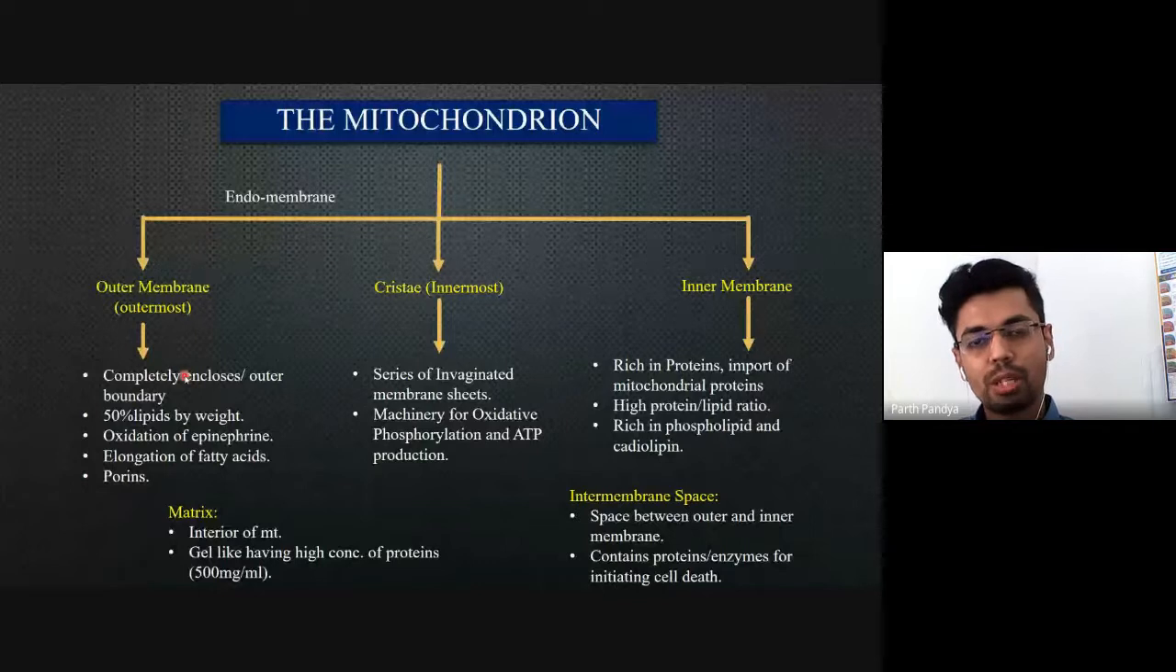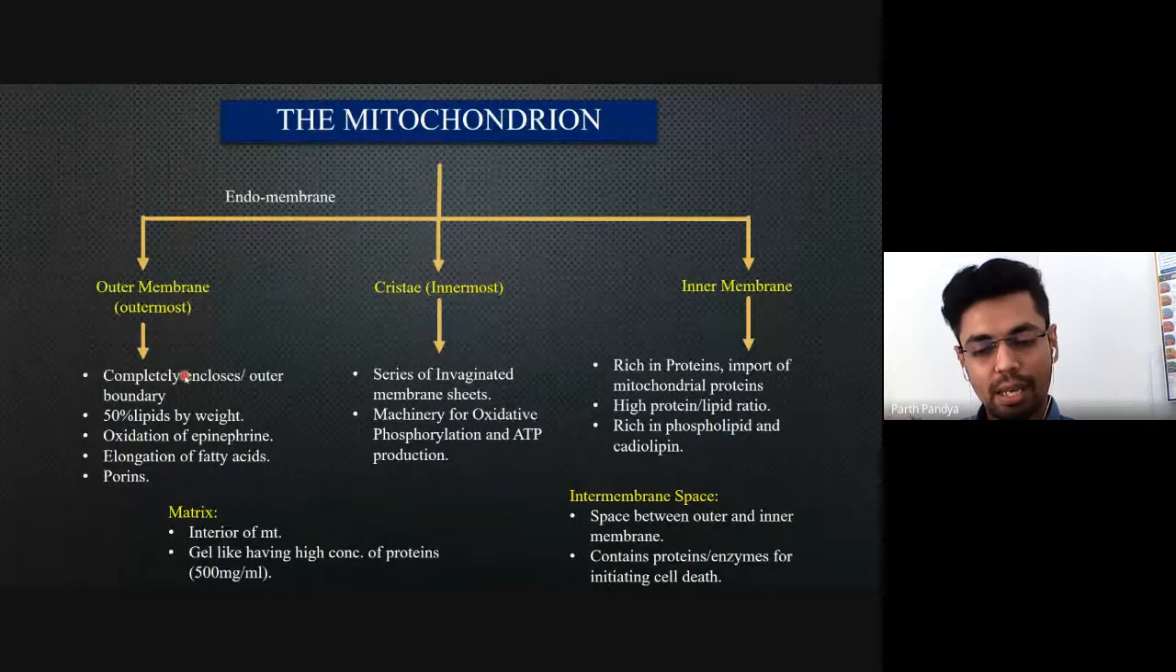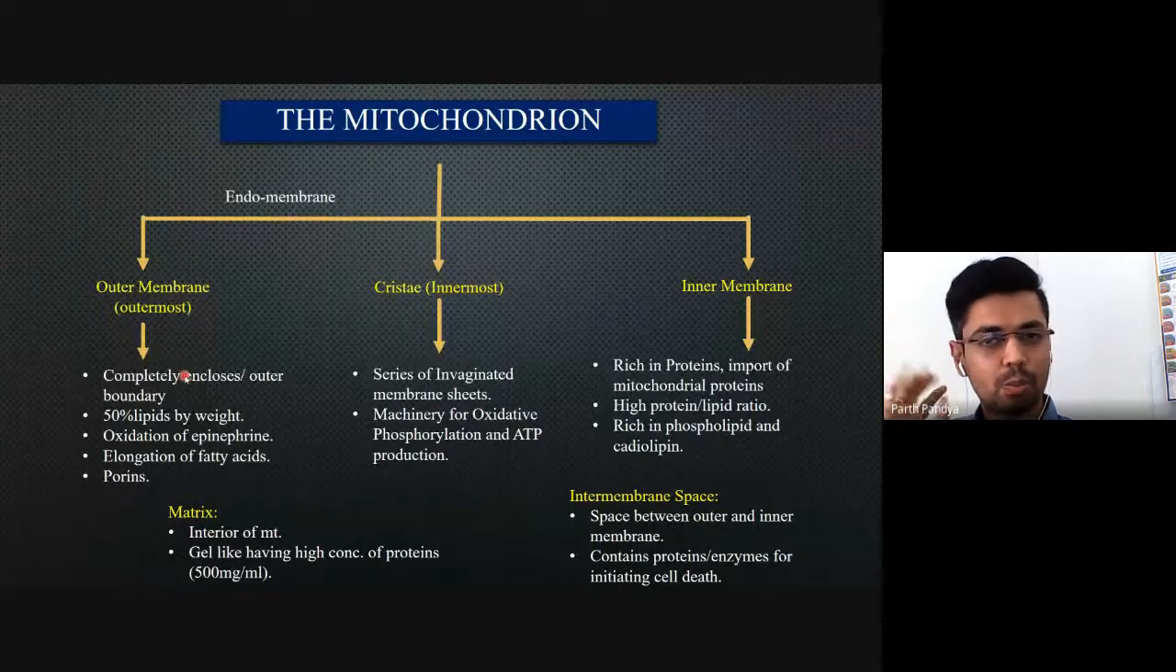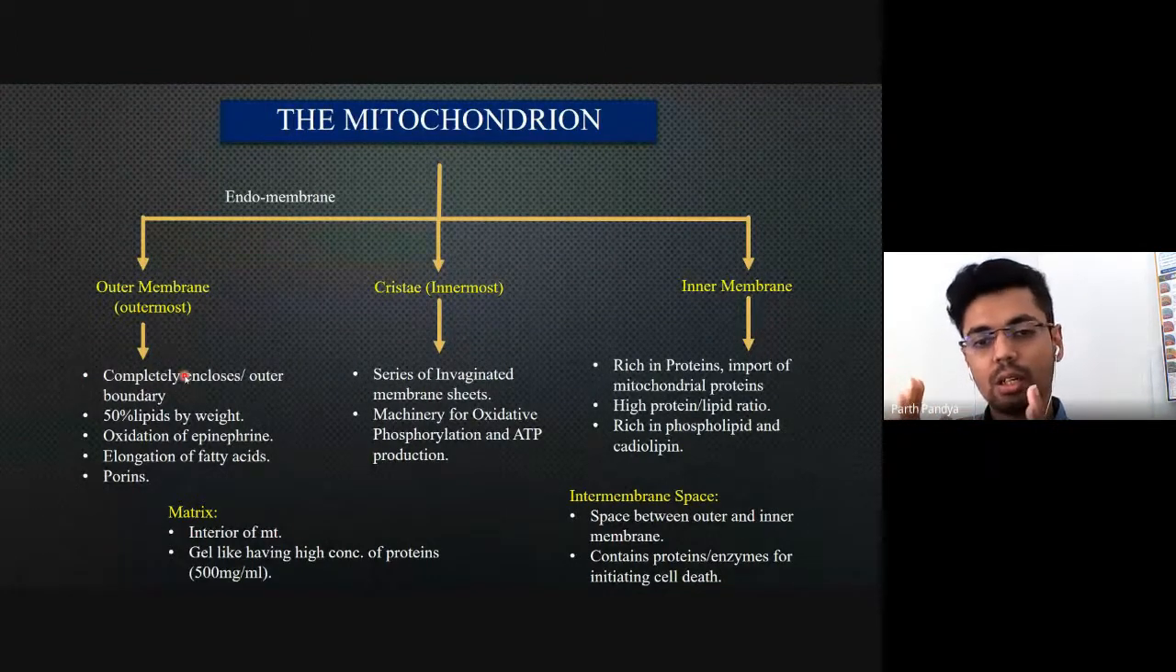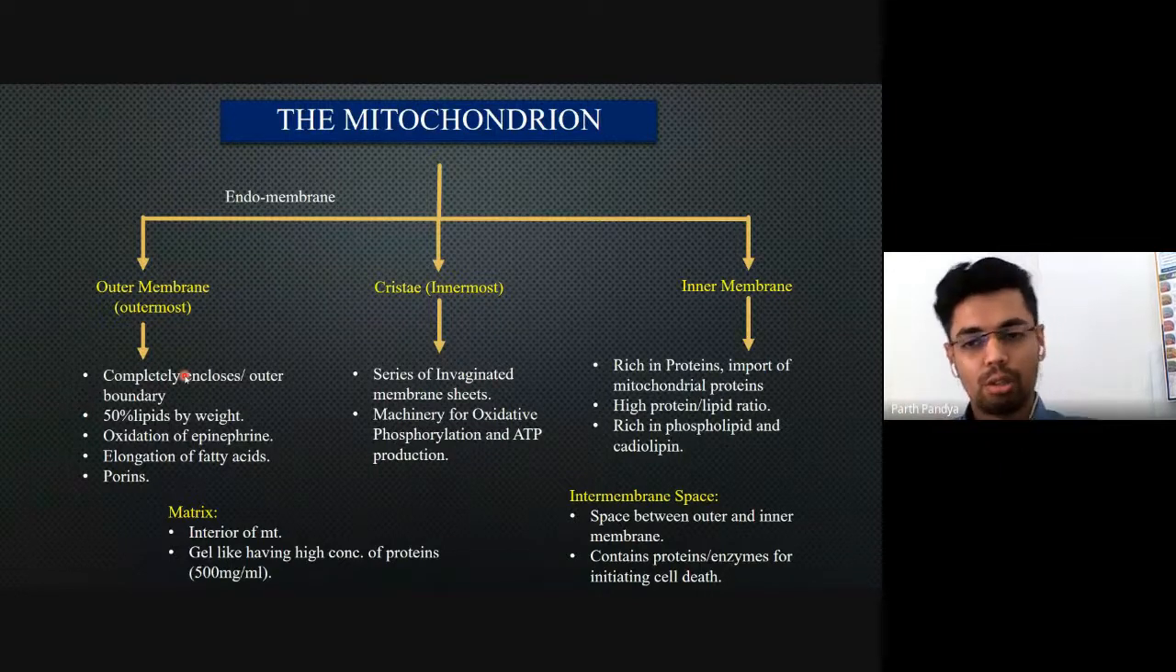Protons are ejected out with the help of these porins, and the mitochondrial membrane potential, that is MMP, is very well maintained. So porins also play a major role in maintaining the membrane potential of the mitochondria.